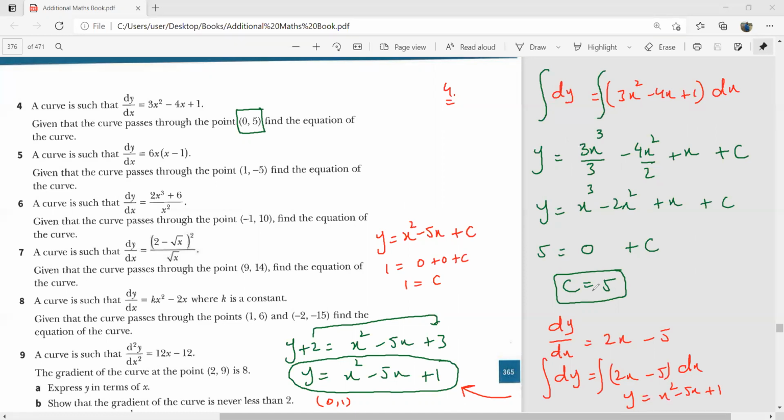Okay, so you have to write this C just once in your equation. And I was telling you that you will be given a point over here. You will be using this point to determine this unknown over here. Now, can you try this question number 5?